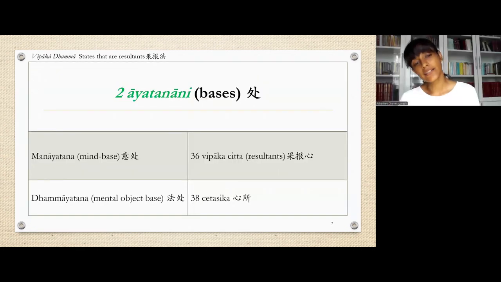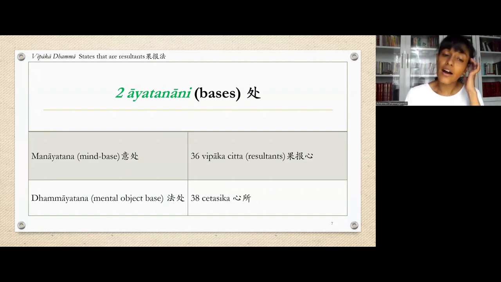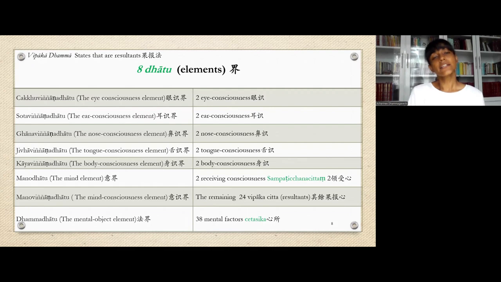The two āyatana. Now, as you would recall, altogether there are 12 āyatana, and the first 10 all comprise of rupa or matter. So the last two, manāyatana, we get the 36 Vipāka chitta, and under dhammayatana, we get the 38 cetasika. Now, let's look at the dhātu.